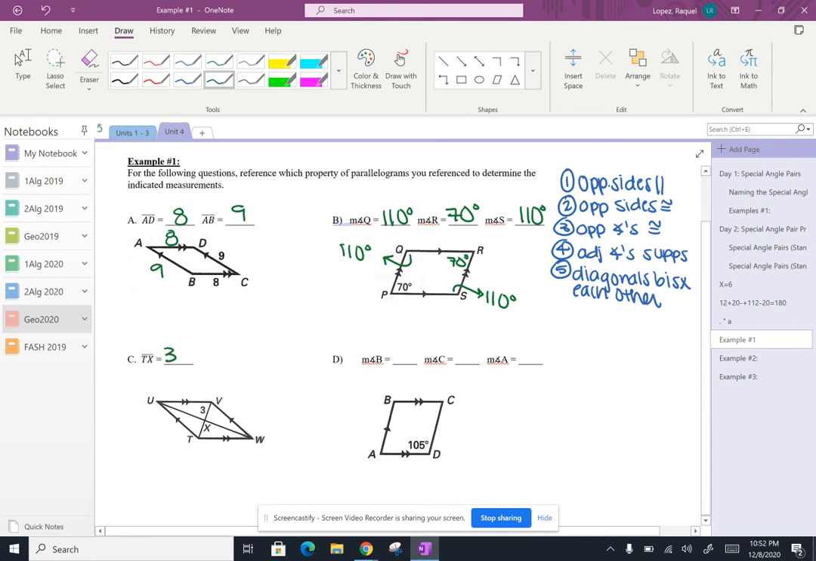Okay, and then example 1D is very similar to B. So we know that if D is 105 degrees, angle B must also be 105 degrees. And then B and A would be supplementary angles because they are right next to each other. They are adjacent angles. So 180 minus 105 is 75. And since angle C is opposite of A, it would be congruent.